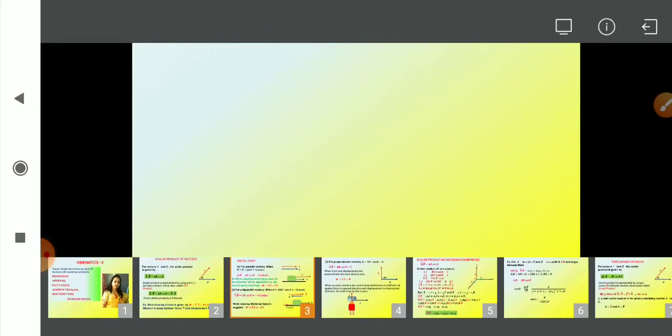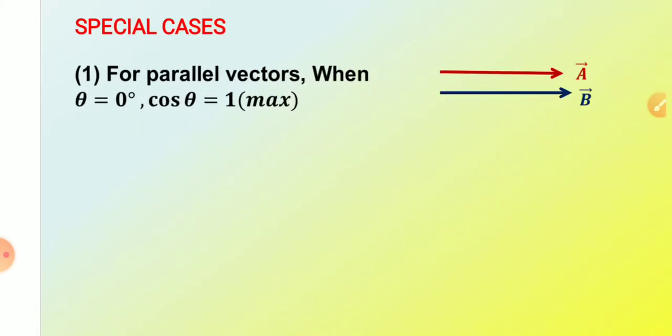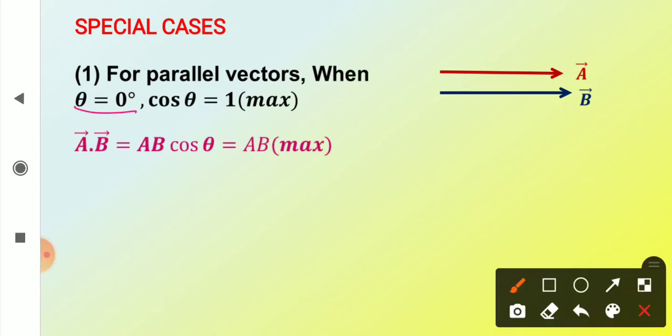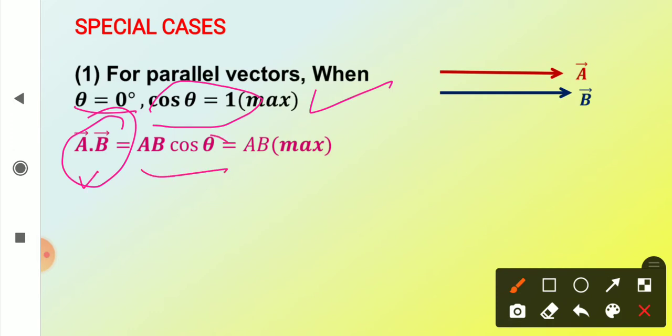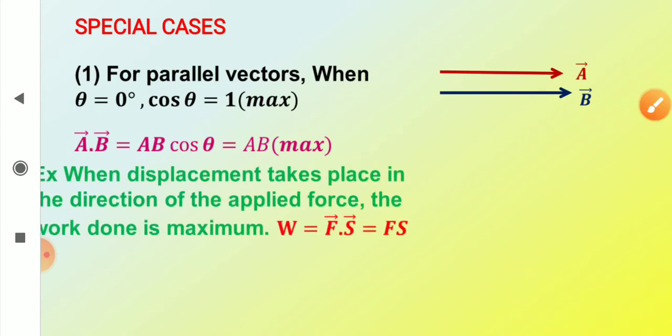Now let us take some special cases here. First, for parallel vectors. When the vectors are parallel, the angle between them is 0 degree and the value of cos 0 degree is 1, which is the maximum value. So this scalar product A dot B is equal to AB cos theta, cos theta is 1, maximum. So for parallel vectors, the scalar product is maximum, AB.